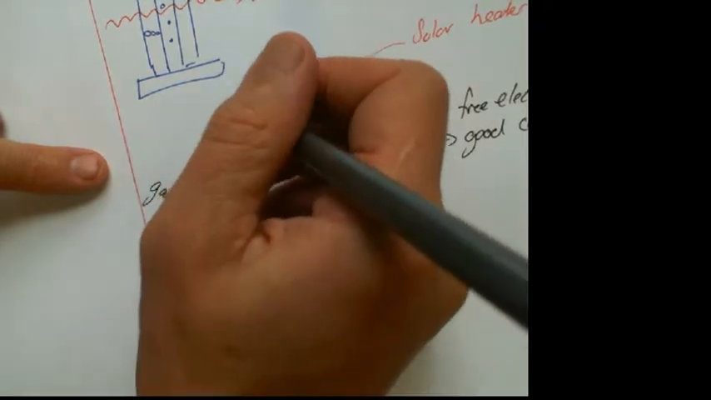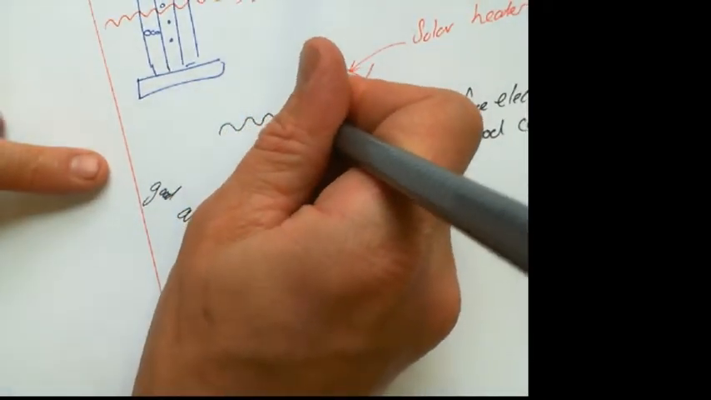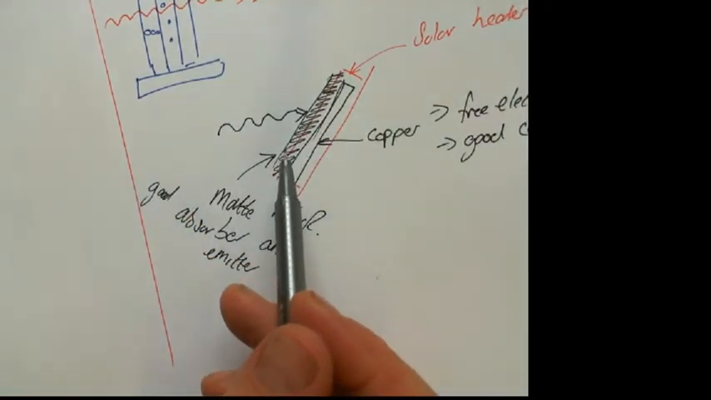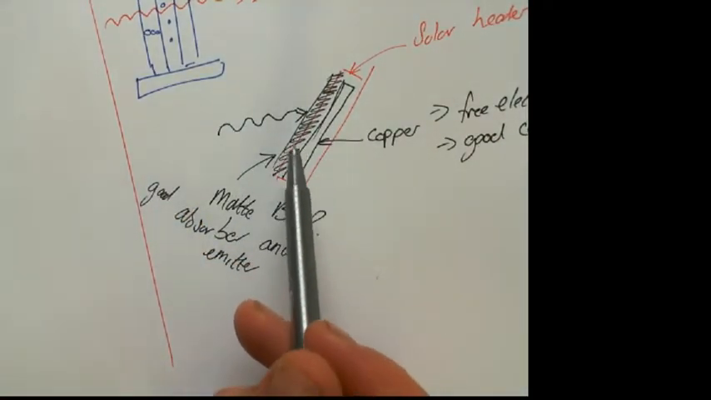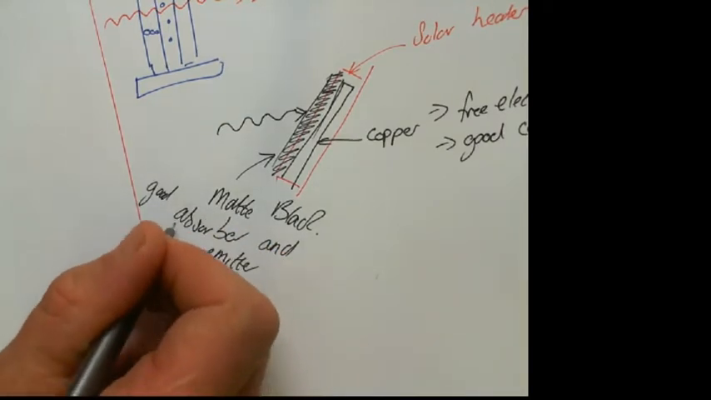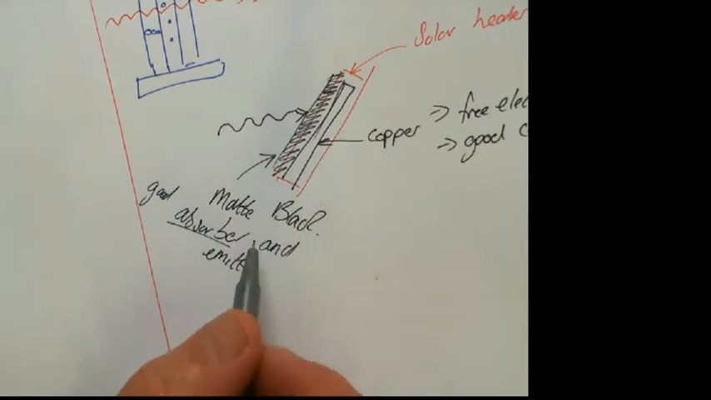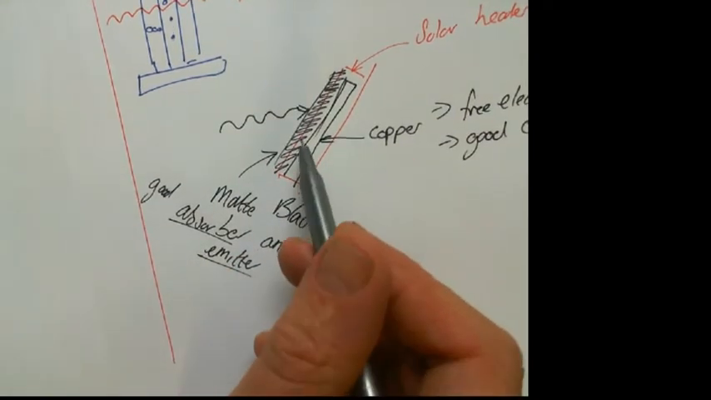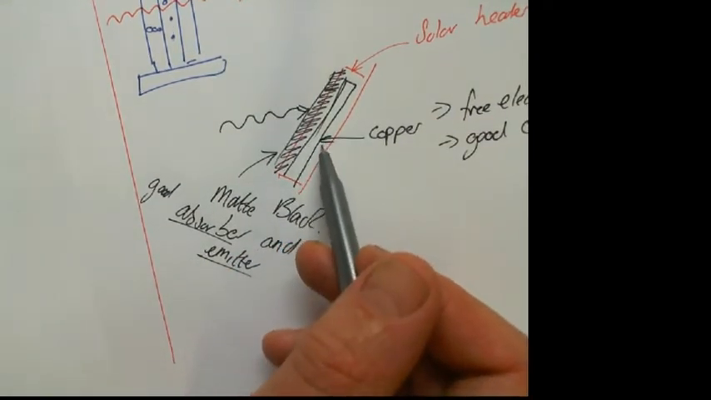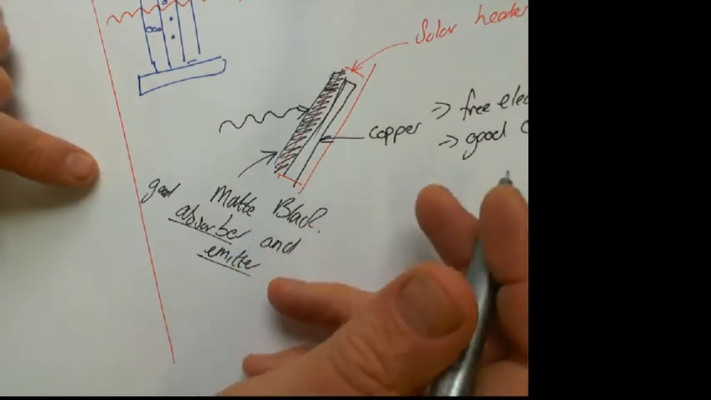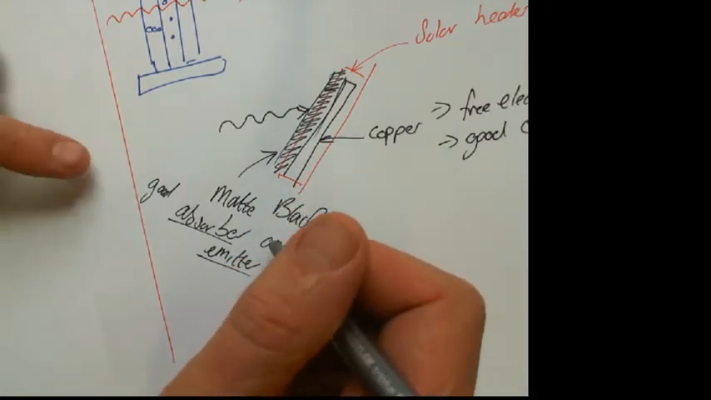So what will happen is that the light will come in. It will hit the matte black surface. It'll heat it up because it will be absorbed by the matte black surface. The matte black surface will then re-emit that heat in all directions, which means that it will go to the copper pipes. The copper pipe will then take the hot water to the rest of the house.